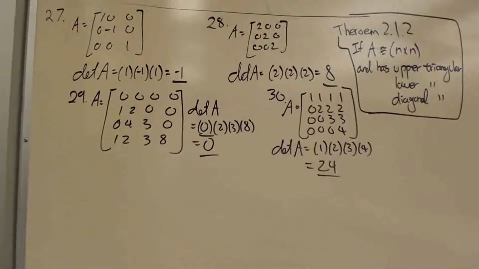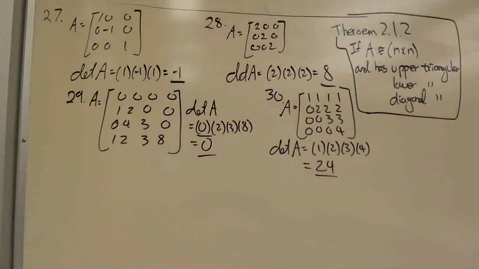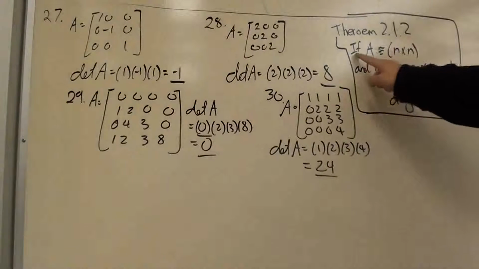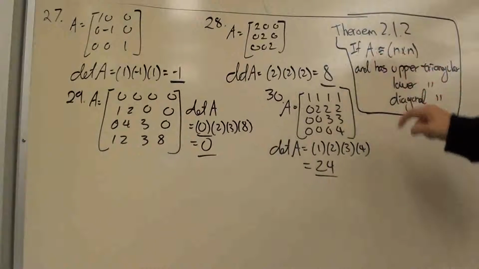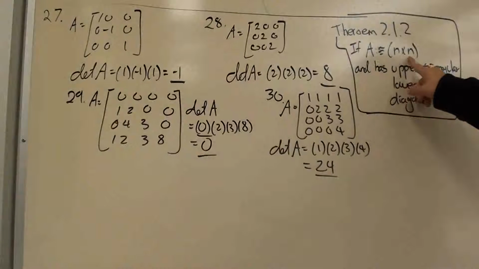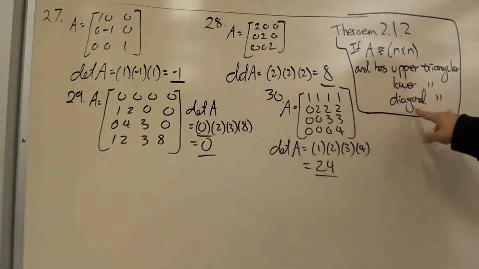Okay, so this is where it gets a little interesting. The one thing you want to focus on is your theorem. So according to theorem 2.1.2, it says if A is a matrix with the exact same dimensional size, so n by n, so it's got to be a square, right? Essentially the rows and the columns must have the same length, and has the upper triangle or lower triangle or diagonal triangle. Now, what do these three terms mean?